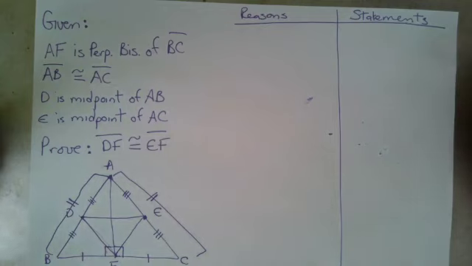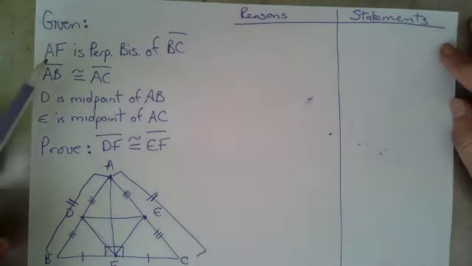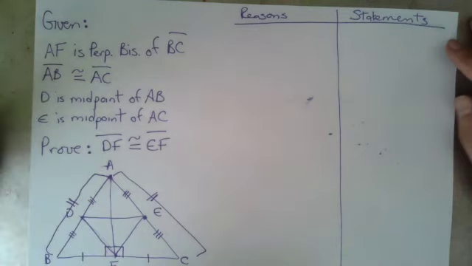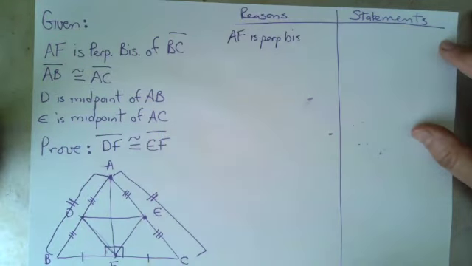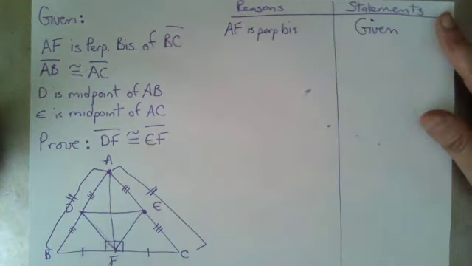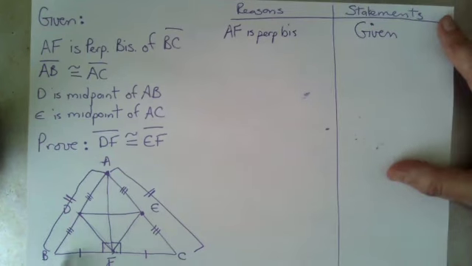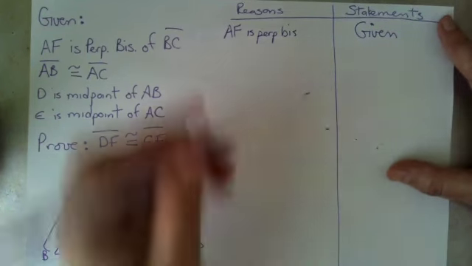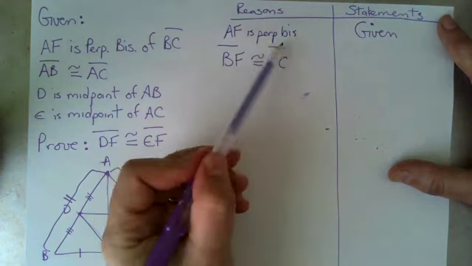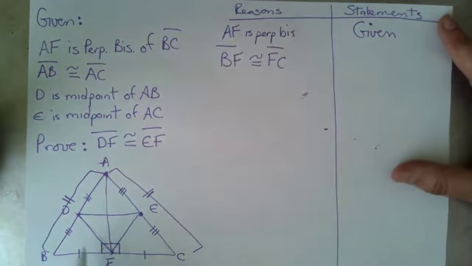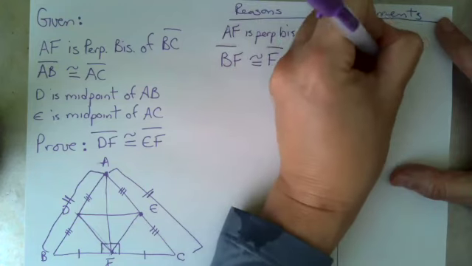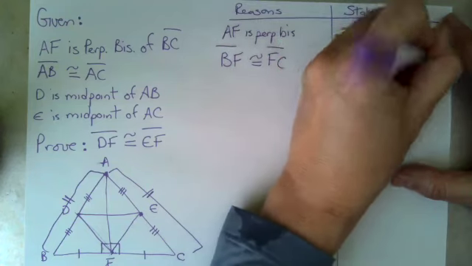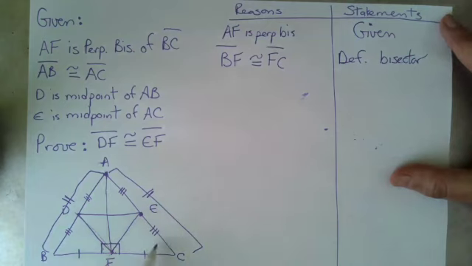Okay, so for that proof, I'm going to start by saying that AF is the perpendicular bisector. AF is perp bis, and that was a given. And what I want to take from that is that BF is congruent to FC. And the reason for that is the bisector part of things. We actually don't even really need the perpendicular part. So that would be the definition of bisector. All right, so there's the first bit.